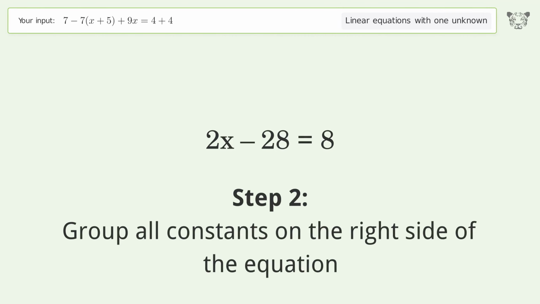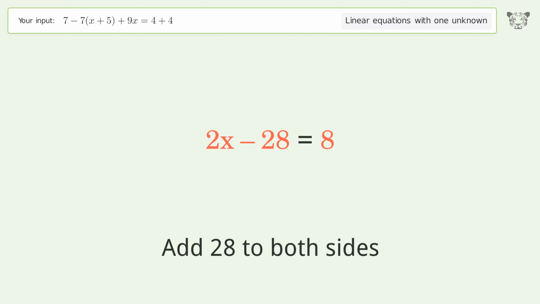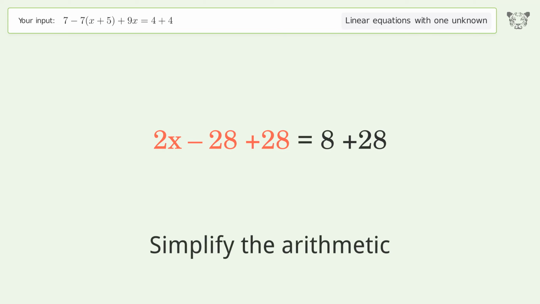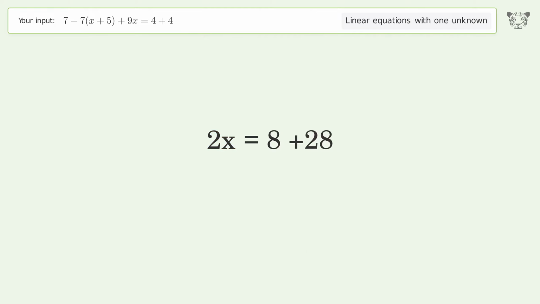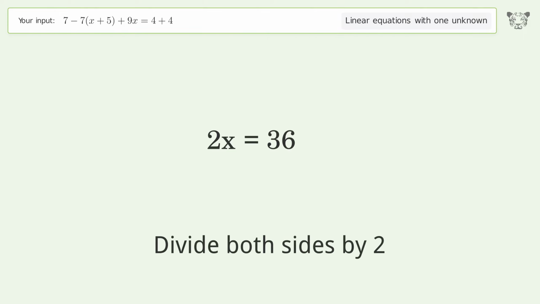Group all constants on the right side of the equation. Add 28 to both sides. Simplify the arithmetic. Isolate the x. Divide both sides by 2.